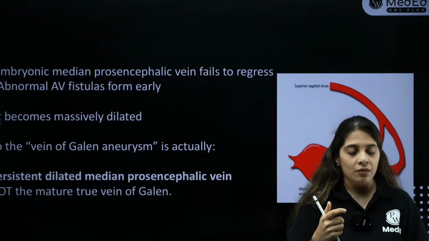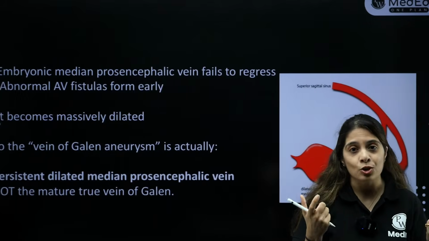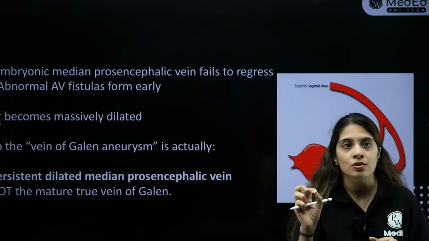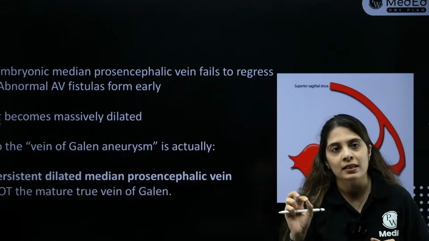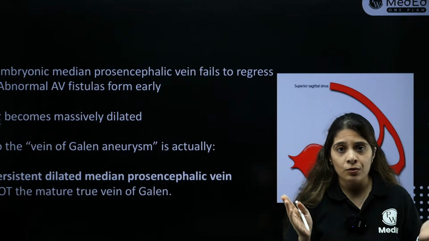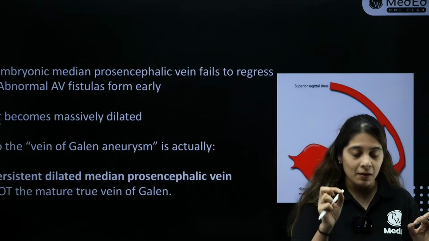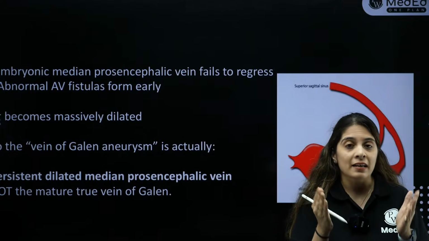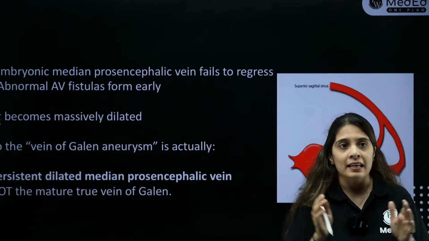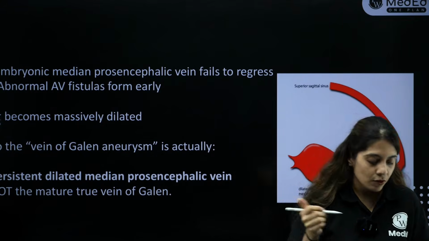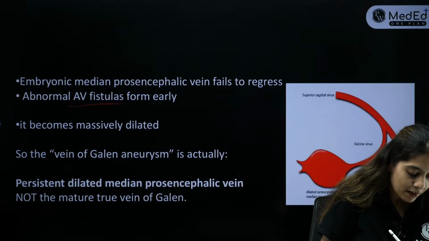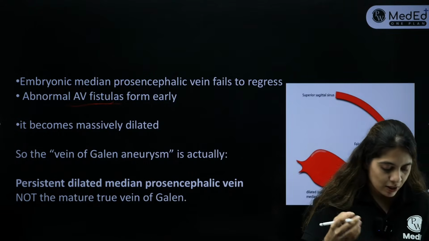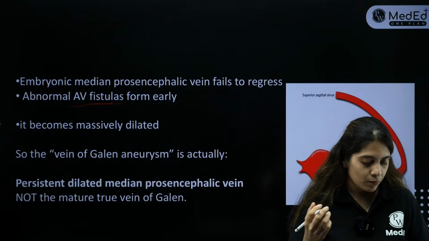So what happens in vein of Galen? It is a misnomer, right? It is not actually an aneurysm. It is mainly because of the persistence of which particular vein? Median prosencephalic vein. It is going to fail to regress, and because of this there will be abnormal AV fistulas that will form, and because of this the vein of Galen will not regress and it will become massively dilated because of the presence of multiple abnormal AV fistulas, right? So the vein of Galen aneurysmal malformation is actually nothing but a persistent dilated median prosencephalic vein.